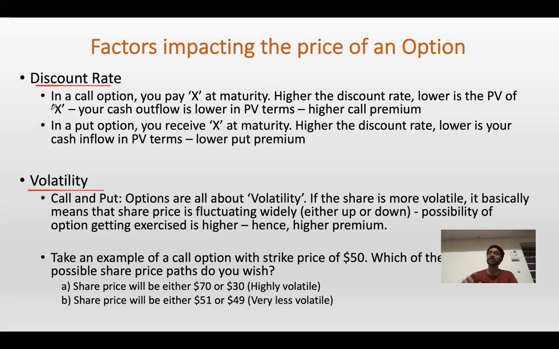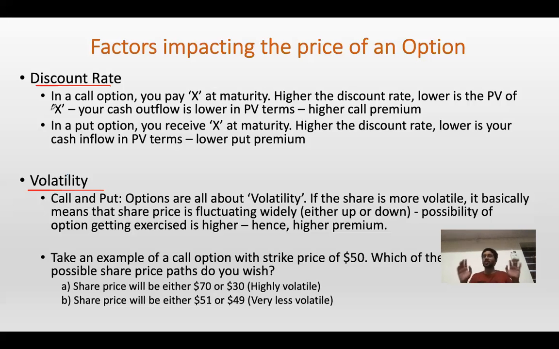In case of a call option first, I have to pay 400 to receive BPCL shares. If the discount rate is higher, the present value of 400 in today's terms is going to be lower. Higher the discount rate, lower the present value, correct? Which means the present value of cash outflow today is actually less. Obviously, the lesser the present value of cash outflow, the better it is for me. It means that this option will actually have a higher premium.